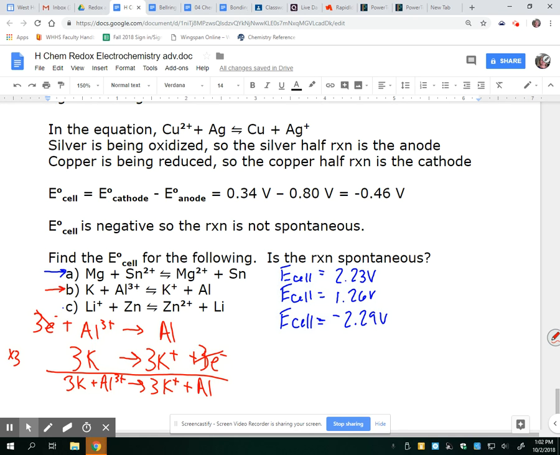Now, this has absolutely 0 effect on your electrode potential. It is going to be exactly the same. So even though we had to multiply our potassium by 3 in order to get a balanced equation, it does not affect your electrode potential. So don't mess yourself up and think that it does.